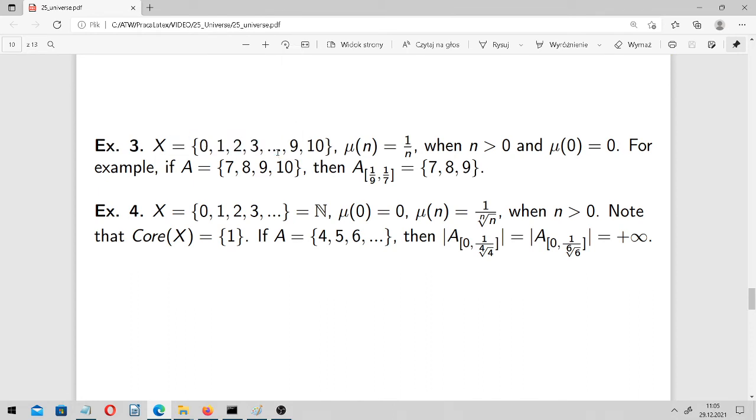In case of this universe, natural numbers from 0 to 10, we may think that mu of n may be like 1 over n when n is greater than 0, and 0 when n is 0. Here our universe consists of all natural numbers, and we propose this function 1 over nth root of n when n is greater than 0, and 0 when n is 0. We may consider the core of the whole universe, and in this case it consists of only one number, namely 1, which takes value 1 according to this function. You may check that the last statement is true, that both these alpha beta subsets of A have cardinality plus infinity.